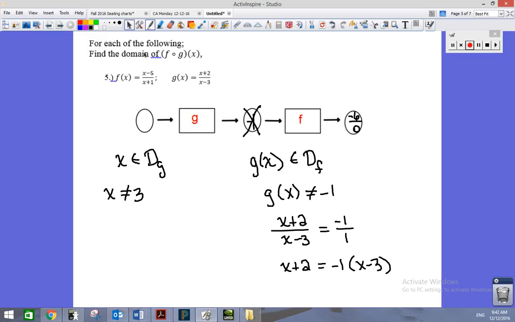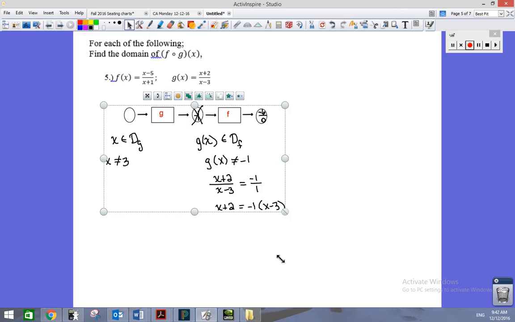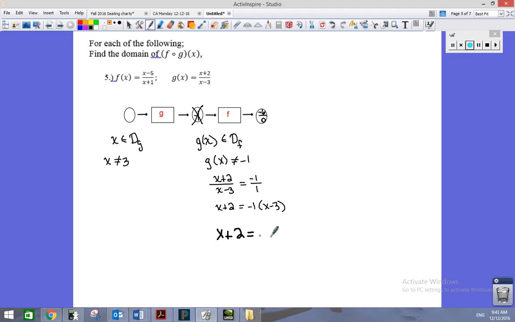So let's solve this equation. To solve linear equations, we just get the x on one side and the numbers on the other. But first, let's distribute that negative 1. So we have x plus 2 is equal to negative x plus 3. Let's add x to both sides, and doing that, we get a 2x. Let's subtract 2 from both sides, and 3 minus 2 is 1, and x is equal to 1/2. So what this is telling us is that if you plug in 1/2 into g, you're going to get an output of negative 1.